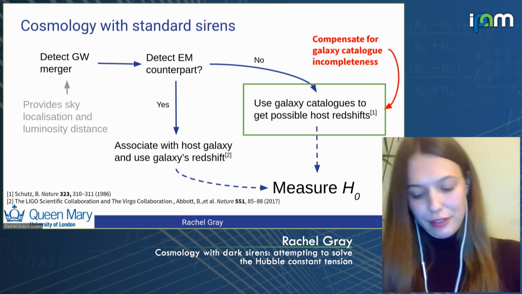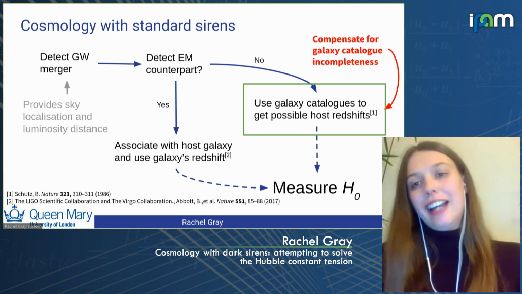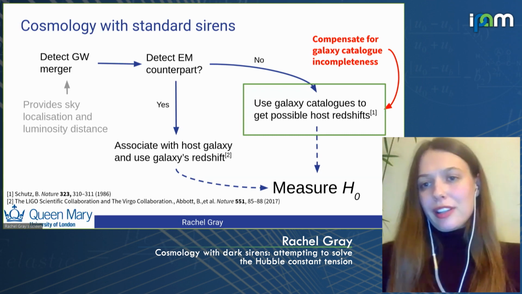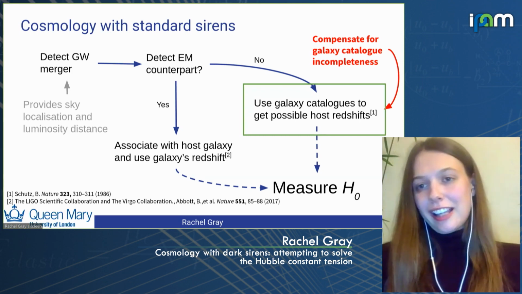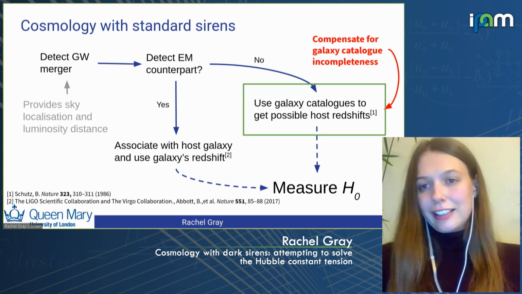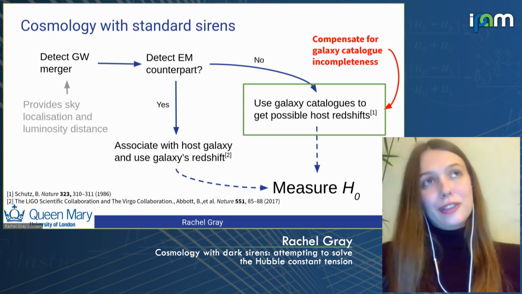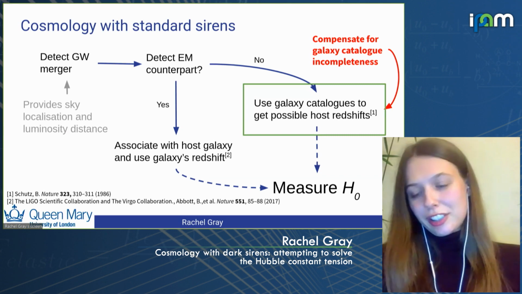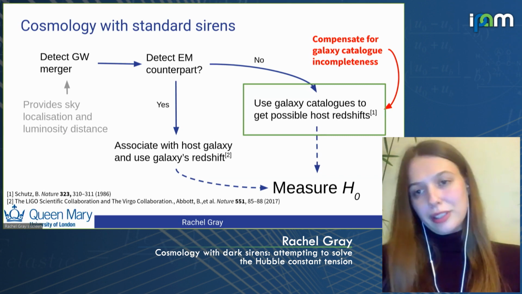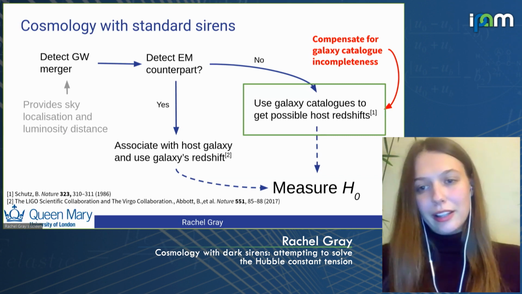However, that makes it sound very straightforward, and it is anything but. One of the things that I will be talking about today is how you deal with galaxy catalogue incompleteness. That is the fact that galaxy catalogues sadly do not contain all of the galaxies in the universe, and therefore there's some possibility that the host galaxy will not be contained within them.